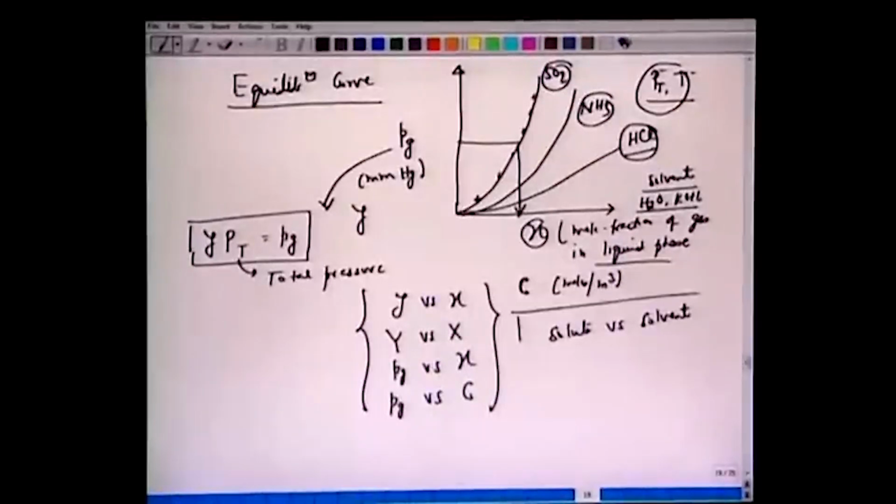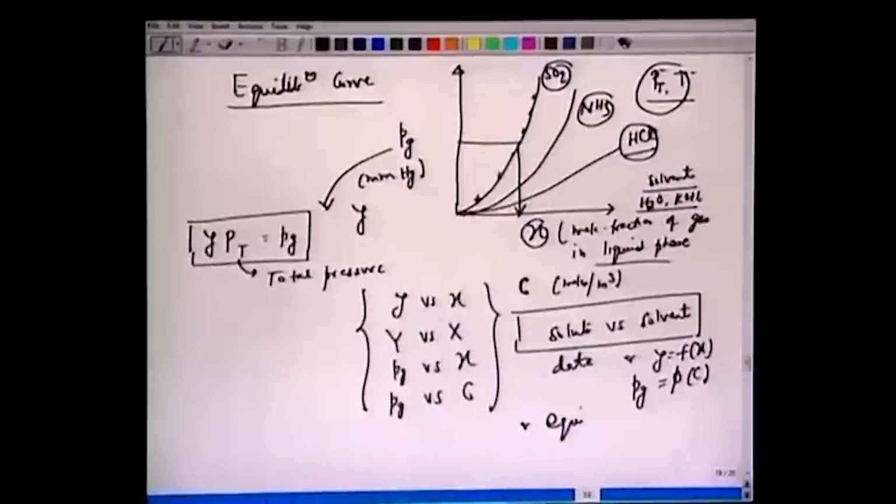and we have the data, or we have some equation, y equals some function of x, or Pg as some function of concentration, etc., or we have been given this equilibrium curve or some plot. Equilibrium plots are known to us. Either way, given the plot, we can calculate those mole fractions, etc. The idea is simple.